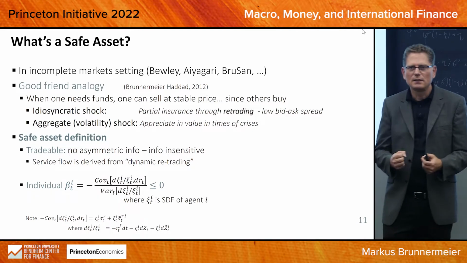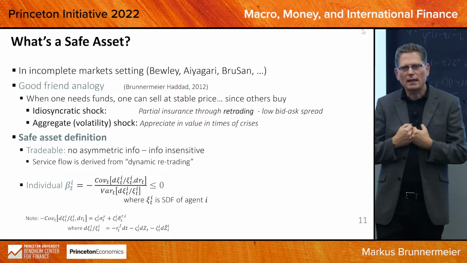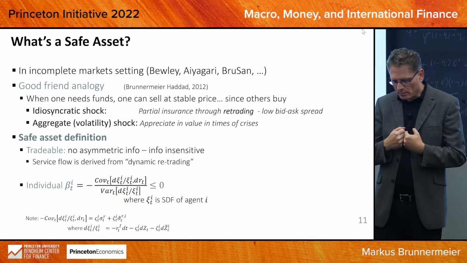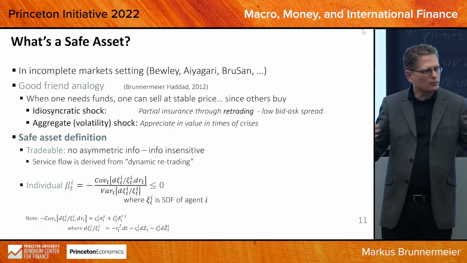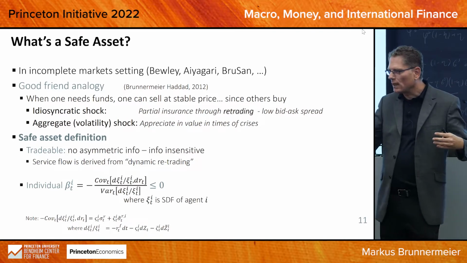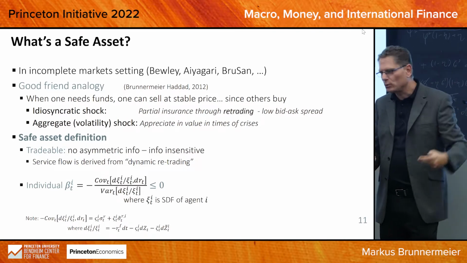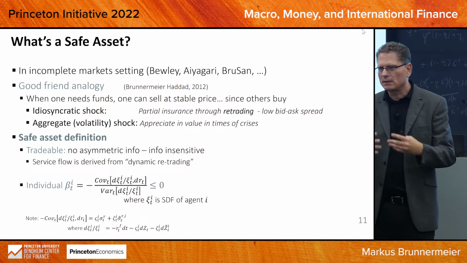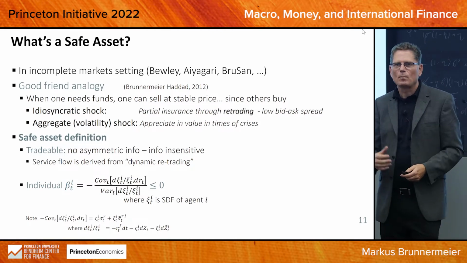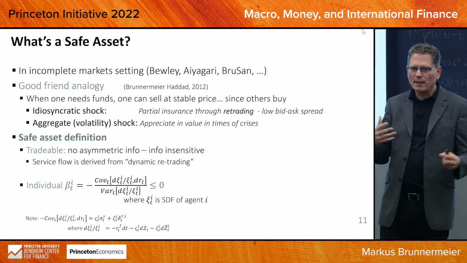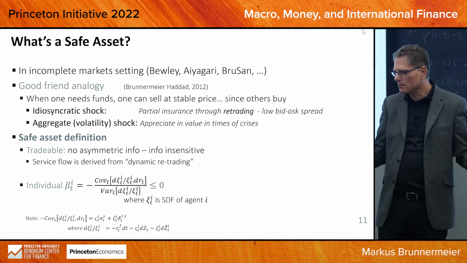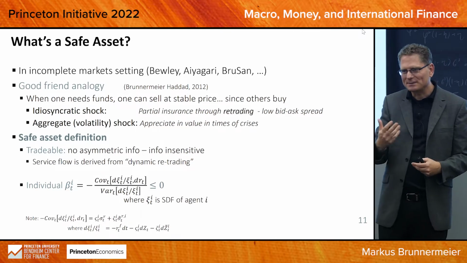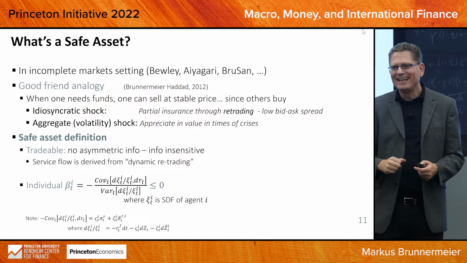So when one needs the funds, you can have individual, idiosyncratic shocks, and you can also have an aggregate shock. But let's first look at idiosyncratic shocks. All of you get different shocks. For some of you the car breaks down, for others the washing machine breaks down, whatever. Or you have a healthcare bill, and others suddenly win the lottery. And you want to hold some of the safe asset. If we had complete markets, we would just insure each other. Whenever I win a lottery, I've written a contract with you that I give you half. You wish, no?